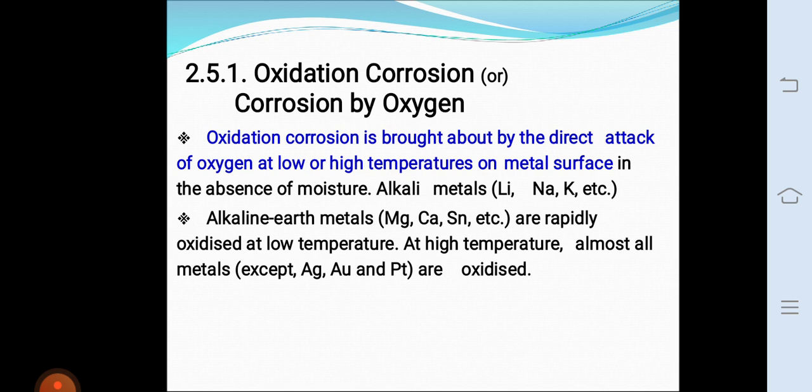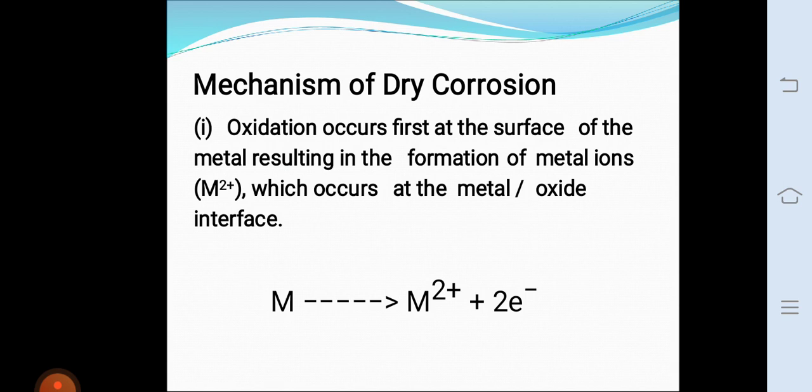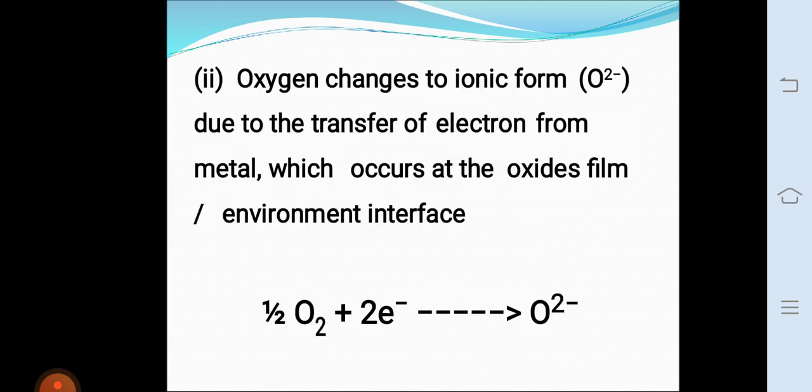Oxidation occurs first at the surface of the metal, resulting in the formation of metal ions M2+, which occurs at the metal-oxide interface. So M forms M2+ plus 2 electrons. Then oxygen changes to ionic form O2- due to the transfer of electrons from the metal, which occurs at the oxide film-environment interface: O plus 2 electrons forms O2-. The oxide ions react with the metal ions to form the metal oxide film. M2+ plus O2- forms the metal oxide film.